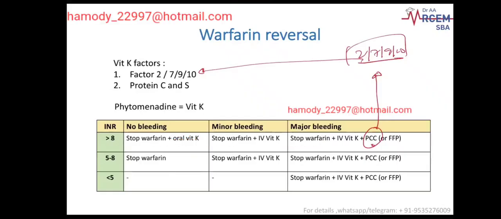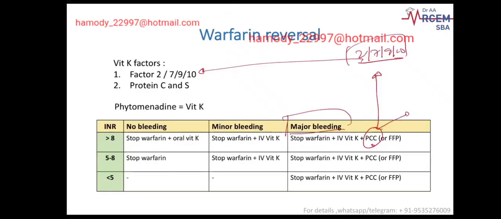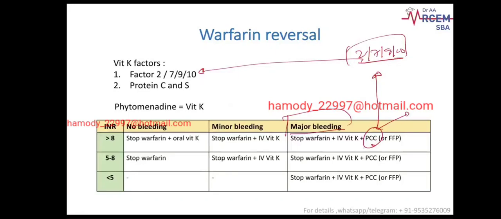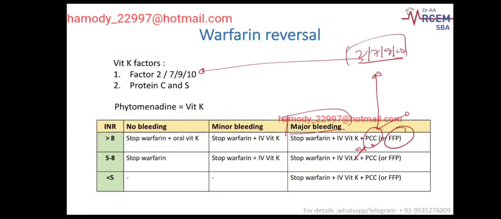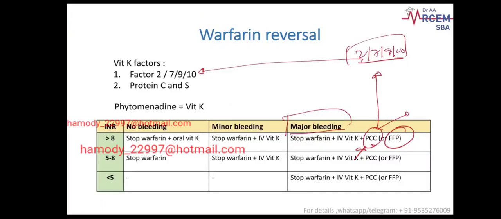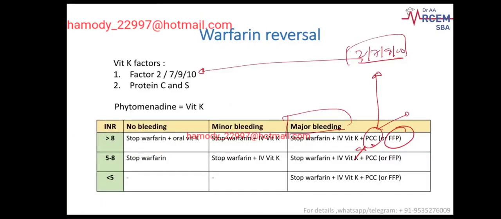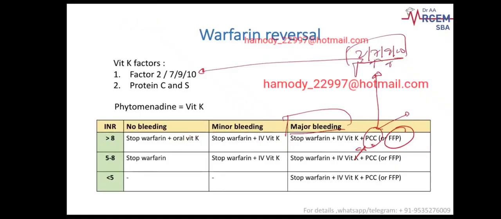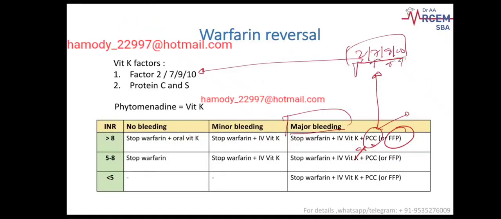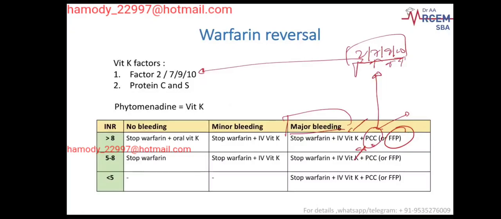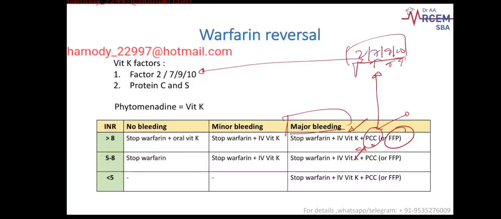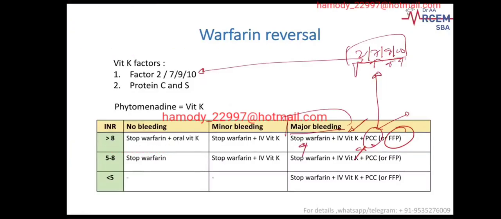So whenever there is a major bleed, the first drug you will be giving is a PCC. If this is not mentioned in the options, then you will choose FFP, because FFP has all the clotting factors, including 2, 7, 9, and 10. That's the advantage of giving FFP if PCC is not available. If PCC is available, that will be the drug of choice. The second thing you'll be doing is giving vitamin K IV and stopping warfarin.